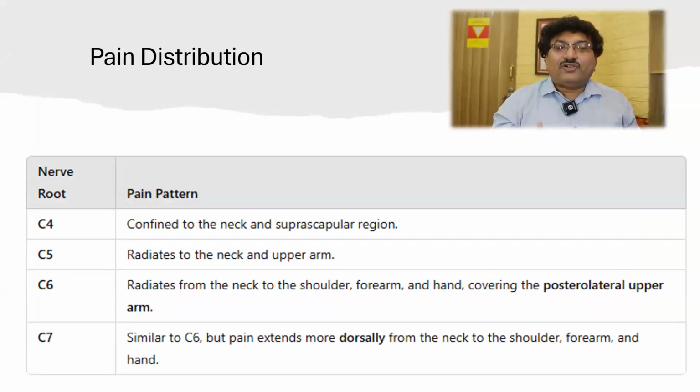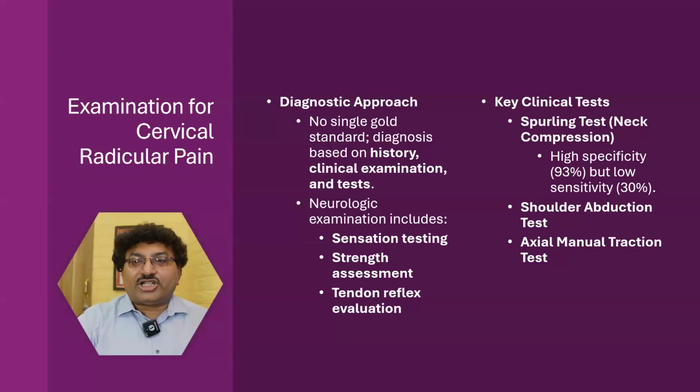Okay, C5 leads to the neck and upper portion of the arm at the shoulder. C6 radiates from the neck, shoulder, forearm, hand, covering the posterolateral upper arm. Then C7, similar to C6, but pain extends more dorsally from the neck to the shoulder to the forearm and hand. We can differentiate by which area it is going.